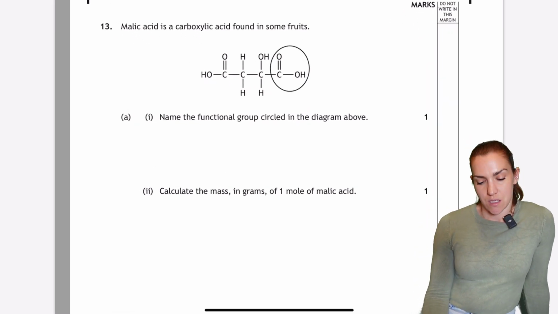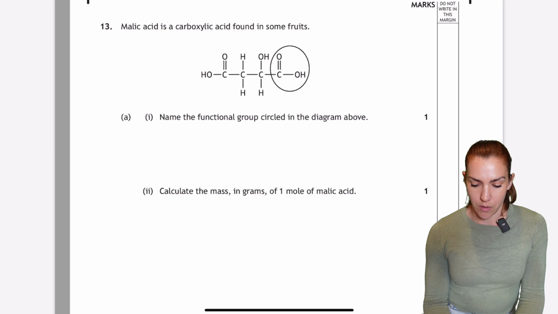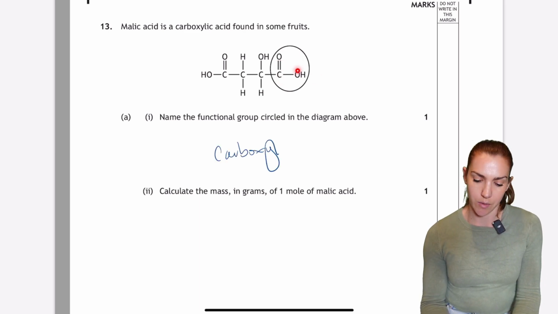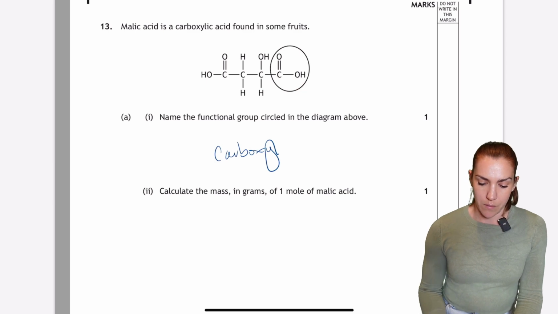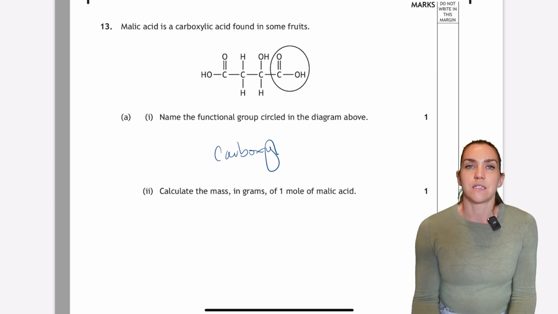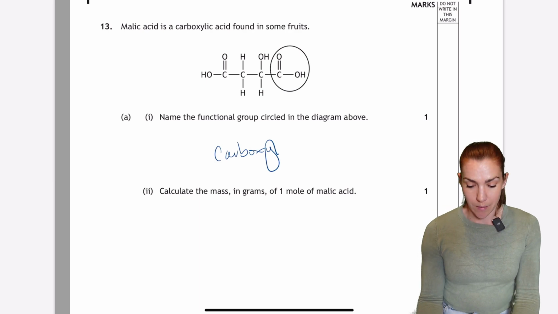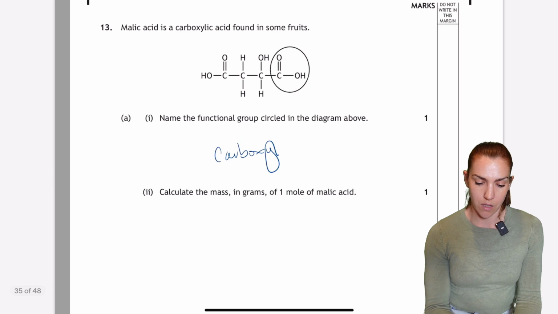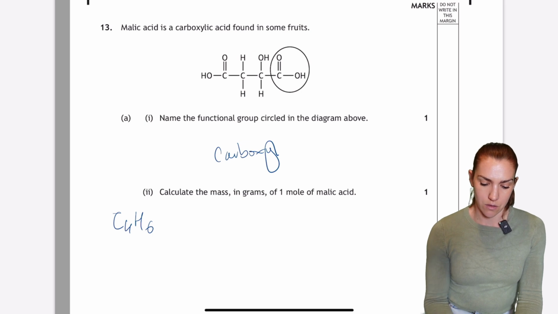The functional group in this molecule here, that is a carboxyl group. Okay, because it's the C double bond OOH, that's a carboxyl. The mass of 1 mole of the malic acid, that's essentially asking you to work out the gram formula mass, so you really need the molecular formula. So if we count the carbons, we've got 1, 2, 3, 4 carbons, so C4. The number of hydrogens, 1, 2, 3, 4, 5, 6. And then it's got 1, 2, 3, 4, 5 oxygens. So then you just want to add that up.